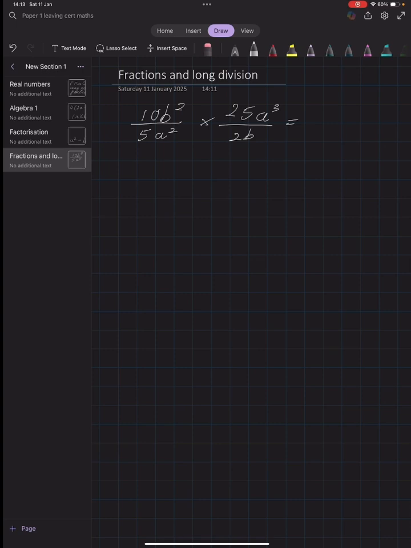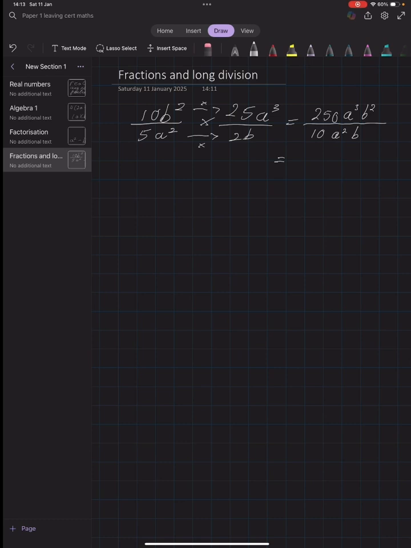So the top by the top, 25 times 10 is 250. b squared times a cubed, I'm just going to write a cubed first because a comes first in the alphabet, no other reason. And then 5 times 2 is 10 a squared b on the bottom. Okay? So get this.